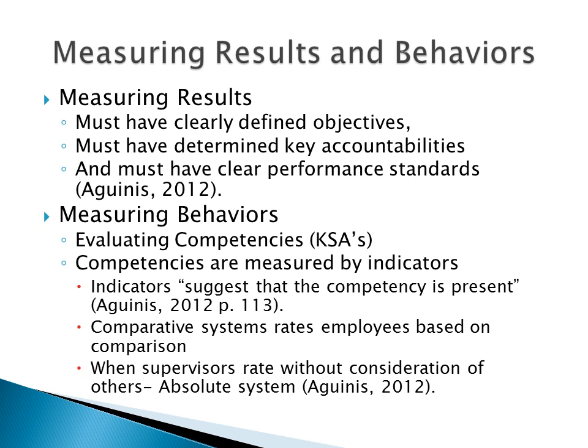So measuring the results and behaviors. In measuring results, we must clearly define our objectives. We must have determined key accountabilities, and there must be clear performance standards. In measuring behaviors, we're basically evaluating competencies, so knowledge, skills, and abilities. Competencies are measured by their indicators. So a competency may be something that's difficult to measure directly, so we measure them based on their indicators, or things that can infer or be correlated with a core competency.